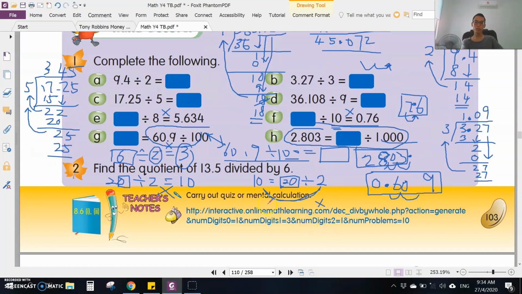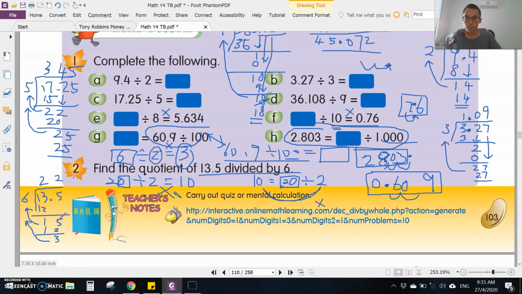Okay, so one more. Question 2. Find the quotient of 13.5 divided by 6. So I told you quotient is the hasil bahagi. Hasil bahagi. So 13.5 divided by 6. 2 times 6 is 12. Balance is 1. Check, make sure it's smaller. And then you bring down the 5. 2 times 6 is 12. Balance is 3. Check, make sure it's smaller. Okay, now you have a balance of 3.